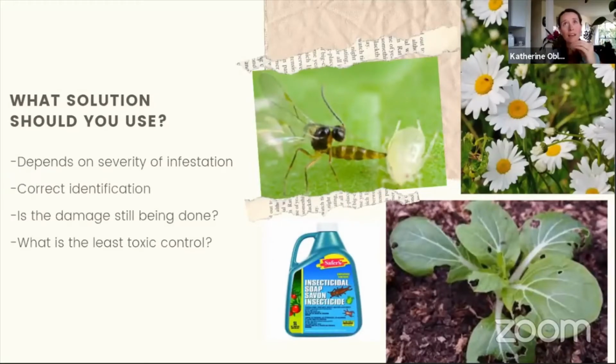So now that you've observed your plants, taken note of any symptoms that they're showing, checked to see if there's any beneficial insects around, and you've correctly identified the culprit, what is your best treatment method? And that really depends on what you've observed. If you have a severe infestation of 100+ caterpillars, you should probably treat that because that's going to wreak havoc, or just accept that those plants are going to get demolished.